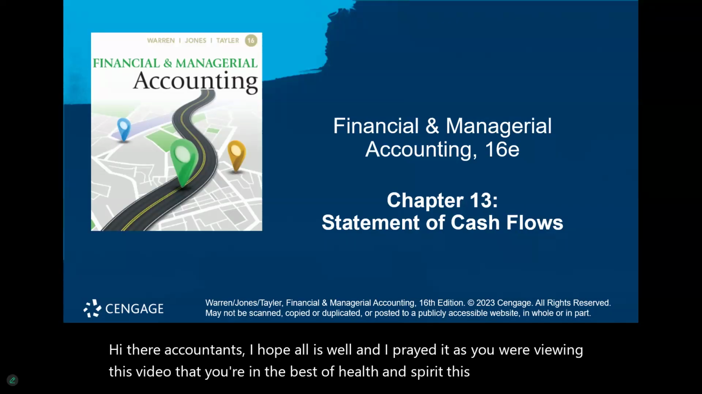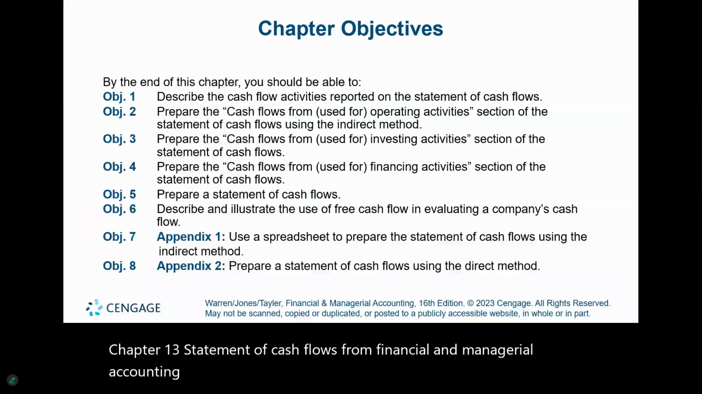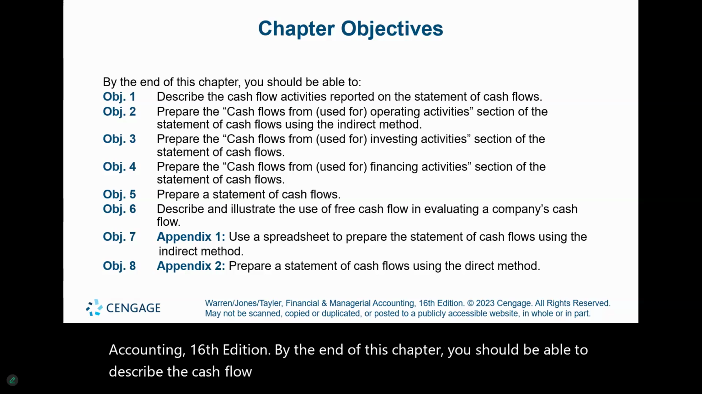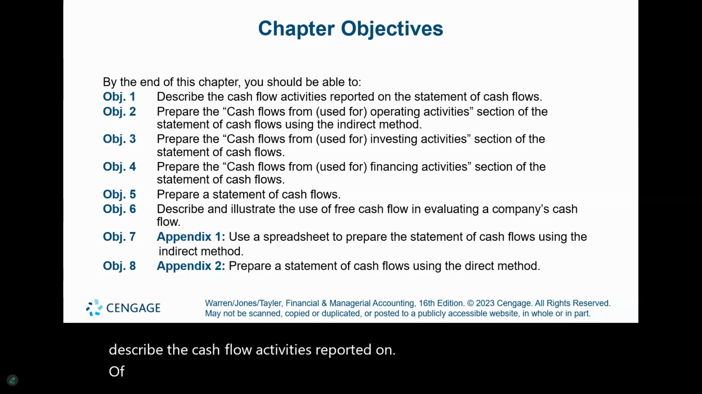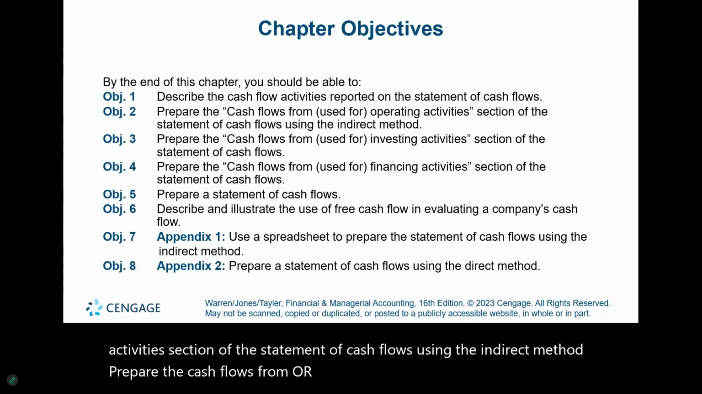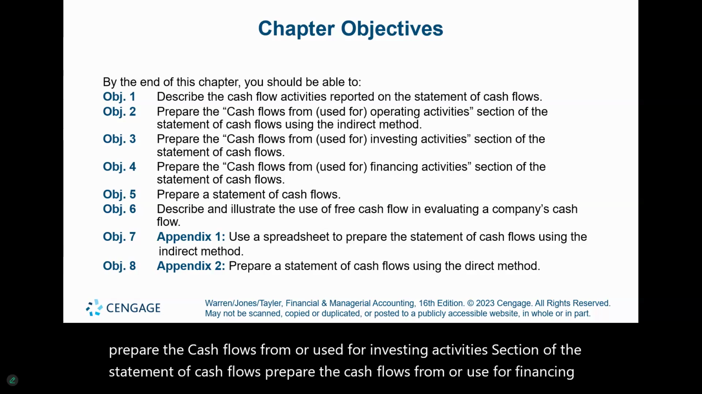This video will cover Chapter 13, Statement of Cash Flows from Financial and Managerial Accounting, 16th edition. By the end of this chapter, you should be able to describe the cash flow activities reported on the Statement of Cash Flows, prepare the cash flows from or used for operating activities section of the statement of cash flows using the indirect method, prepare the cash flows from or used for investing activities section of the statement of cash flows, and prepare the cash flows from or used for financing activities section of the statement of cash flows.